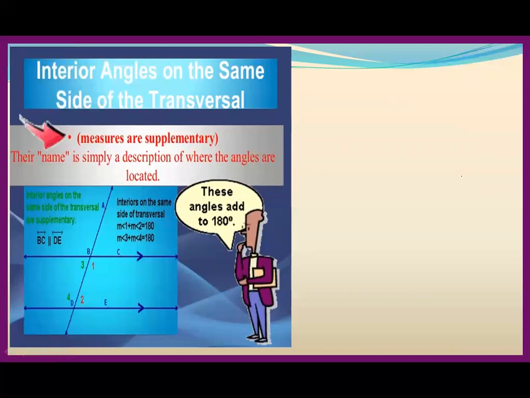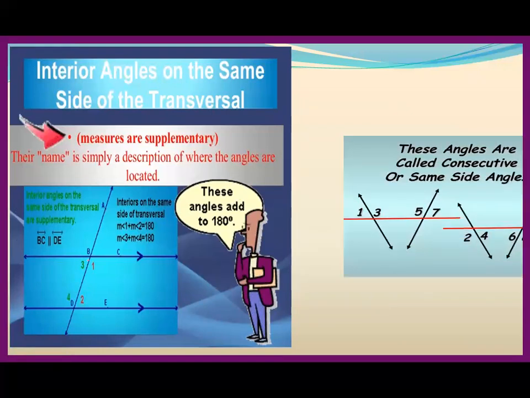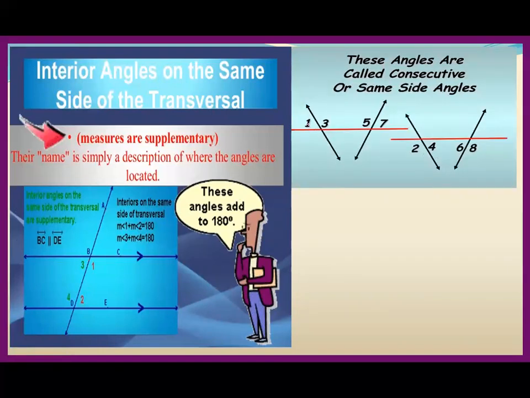Okay, interior angles on the same side of the transversal. So we saw alternate angles and corresponding angles, where they are equal. So now let's learn about interior angles on the same side of the transversal. They are otherwise called consecutive angles. So here you have 1, 3, 5 and 7 on the same side of the transversal, and 2, 4, 6, 8 are also on the same side of the transversal. Here they say that the consecutive angles are supplementary. That means they add up to 180 degrees.